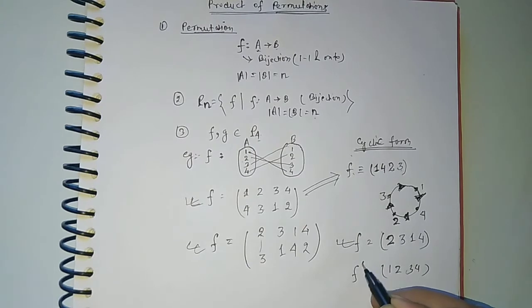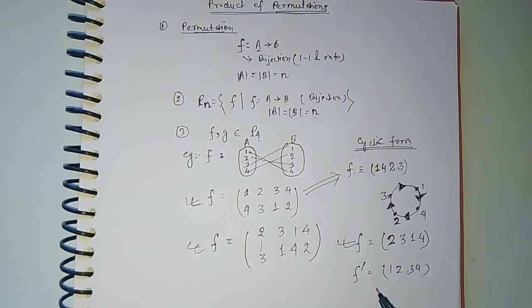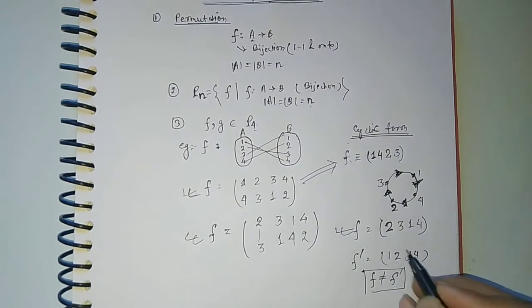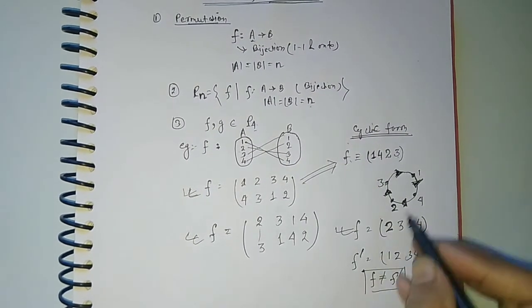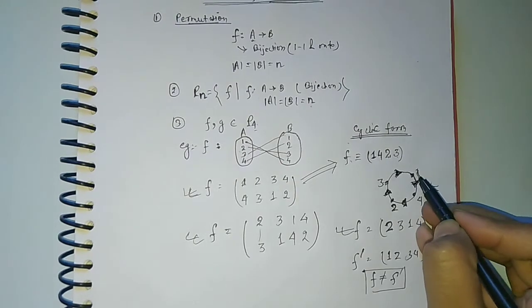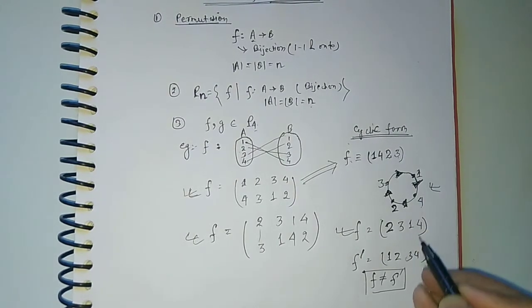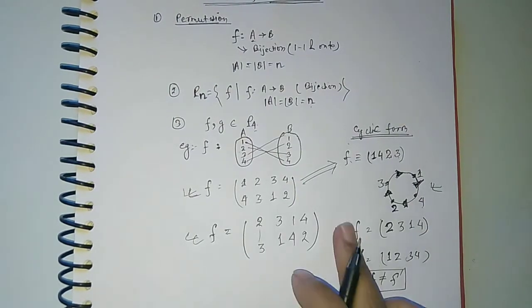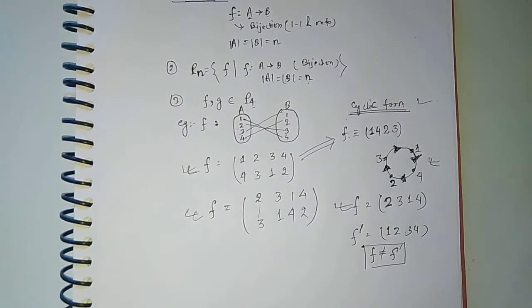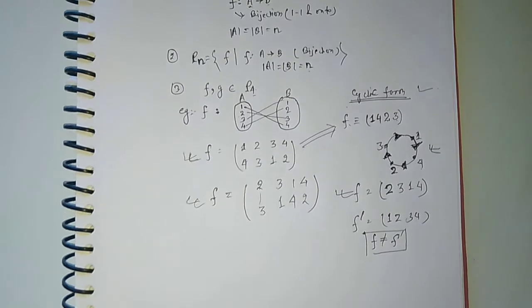If you represent this as F dash, then F is not equal to F dash, because the direction of F dash is not like this. Here after 1 comes 2, but in the cyclic form of F after 1 comes 4, so this is not equal to F. Now coming to our main topic of today's video, that is product of permutation.